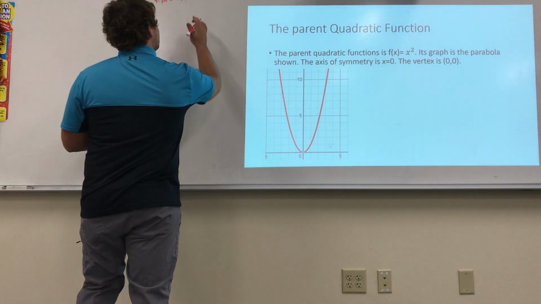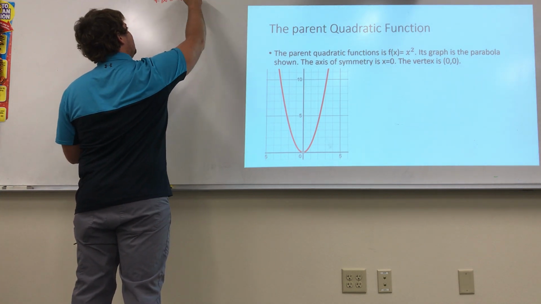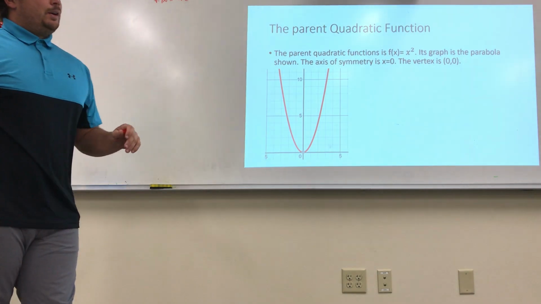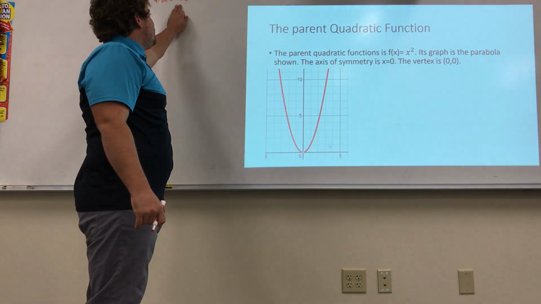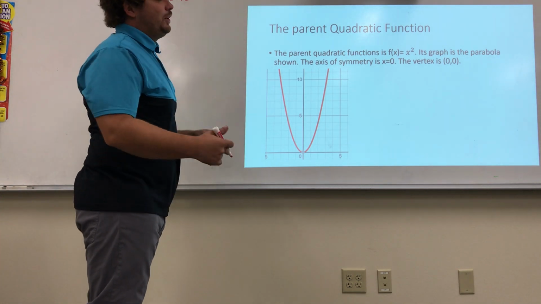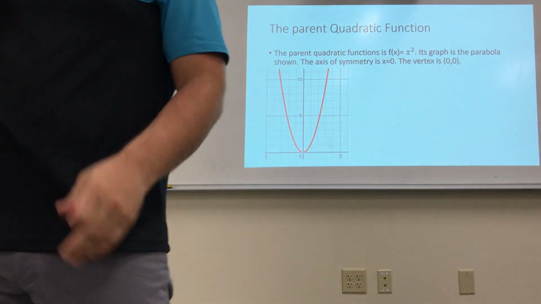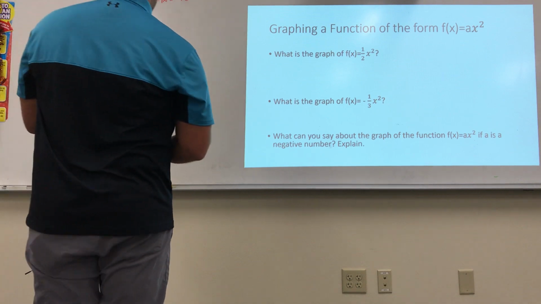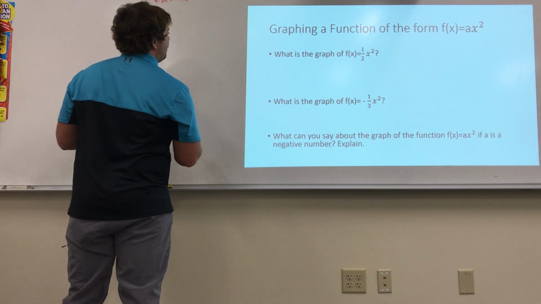Obviously, the biggest thing that we changed today is instead of absolute value, we're going to put parentheses and go squared. This number and this number are still going to do the exact same things they did in absolute value. So, what is the graph of f(x) = 1/2 x²? If you remember from absolute value, what does the 1/2 mean? Well, 1/2 means it is a compression because it is less than 1 but greater than 0.